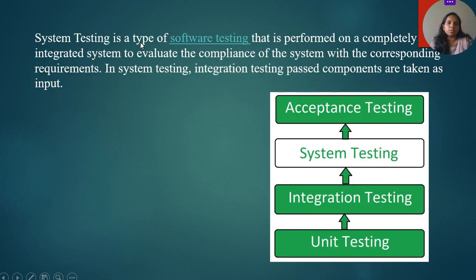System testing. System testing is a type of software testing that is performed on a completely integrated system to evaluate the compliance of the system with the corresponding requirements. In system testing, integration-tested components are taken as input. So unit testing, then comes integration testing, then system testing and acceptance testing.